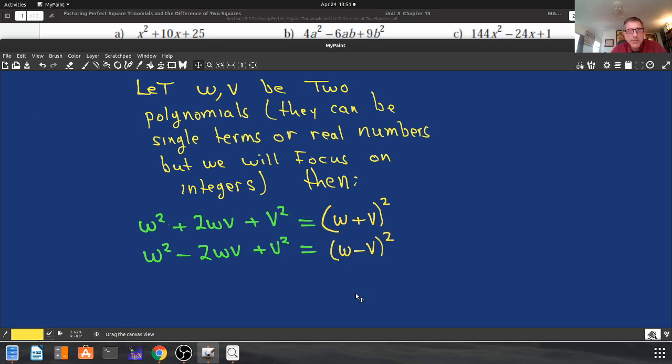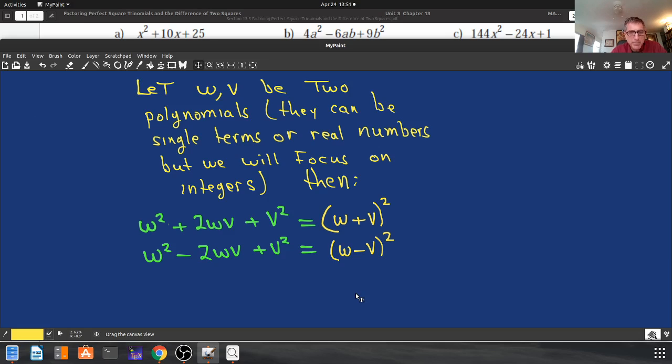So let W and V be two polynomials. They could be entire polynomials. Of course, polynomials can be represented by a single constant term or a single variable term. So that's the reminder: they can be single terms. Those terms could be constants or variables. They could be real numbers, but we're mostly going to focus on integers and integer coefficients. So the following is true, and it's easy to prove these just algebraically.